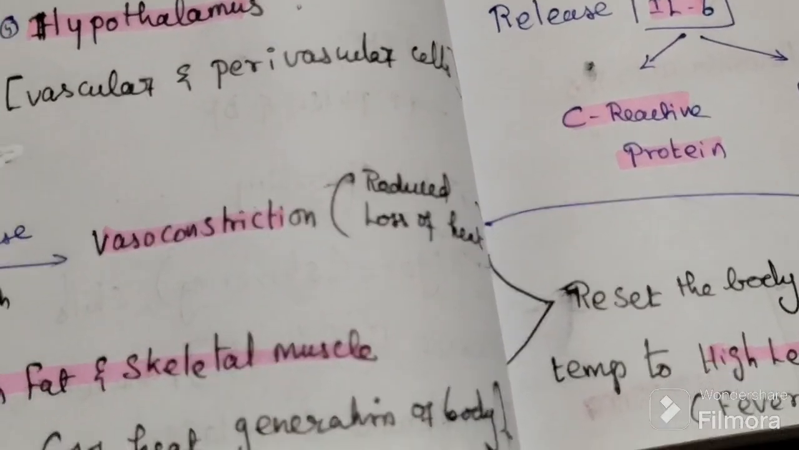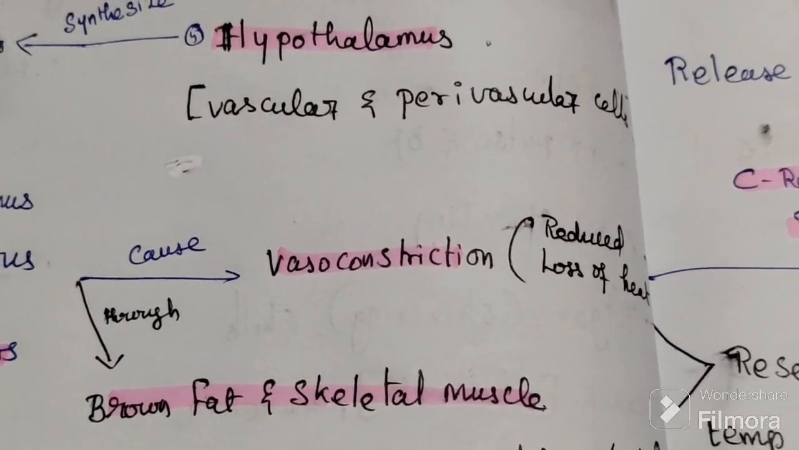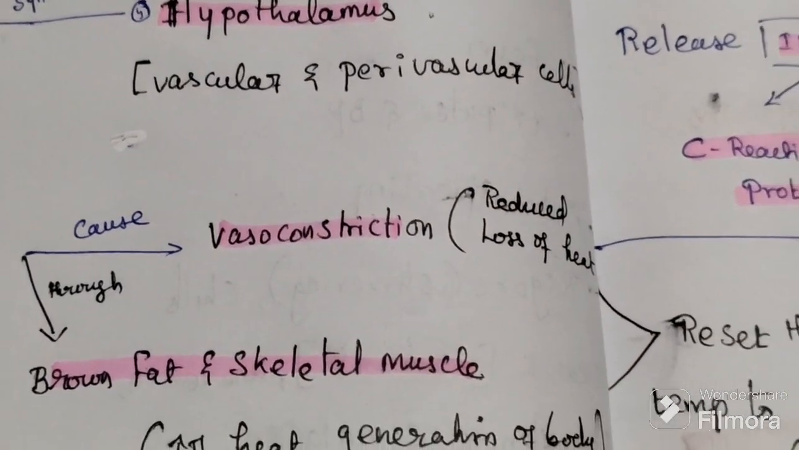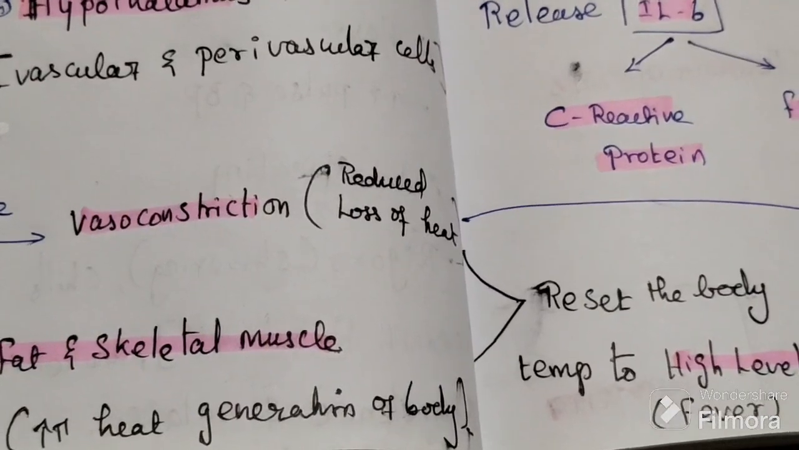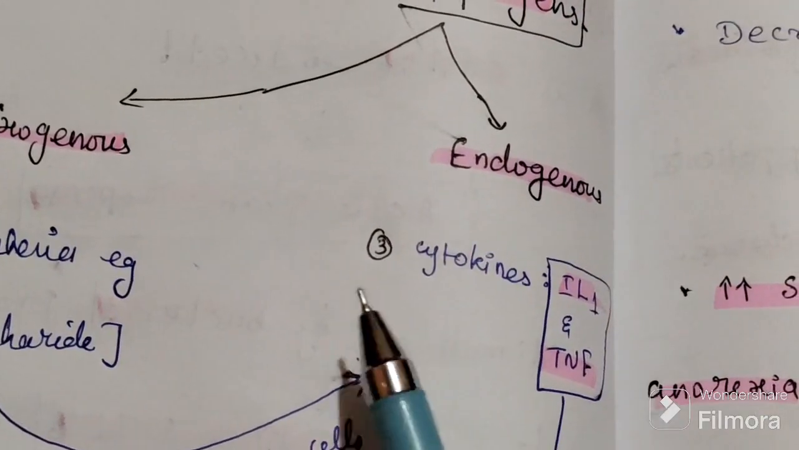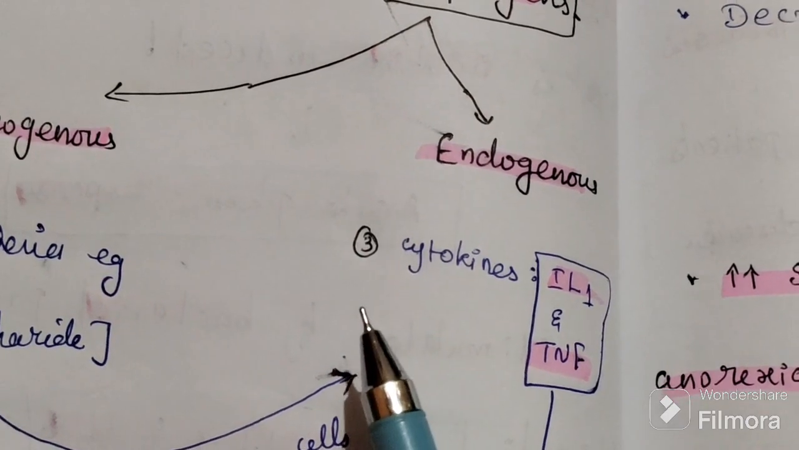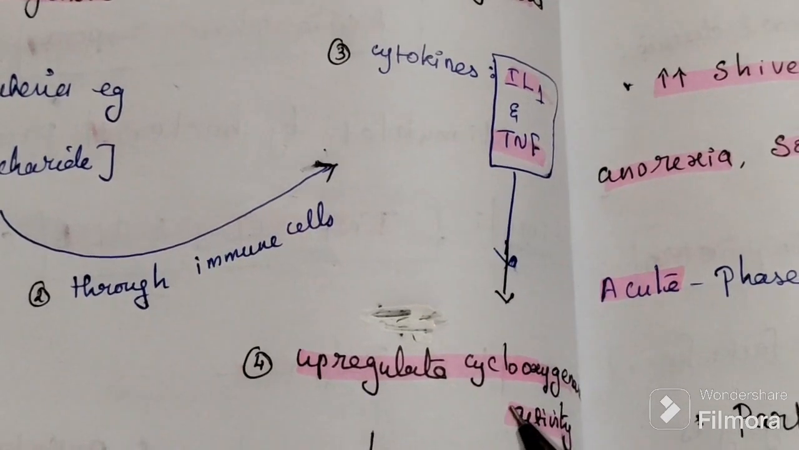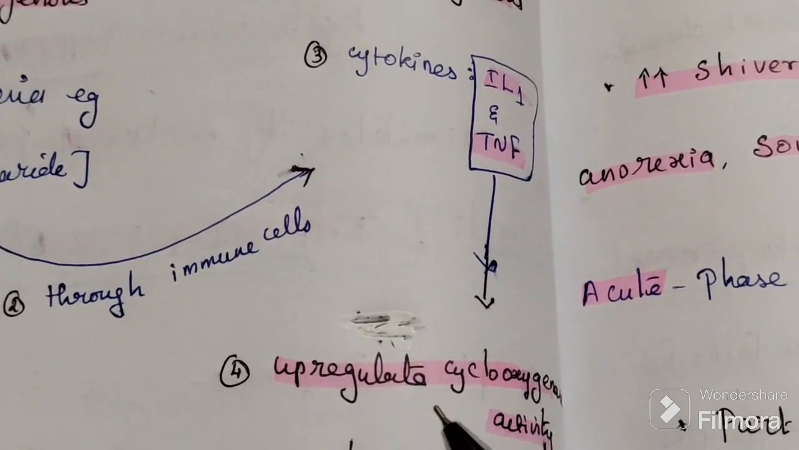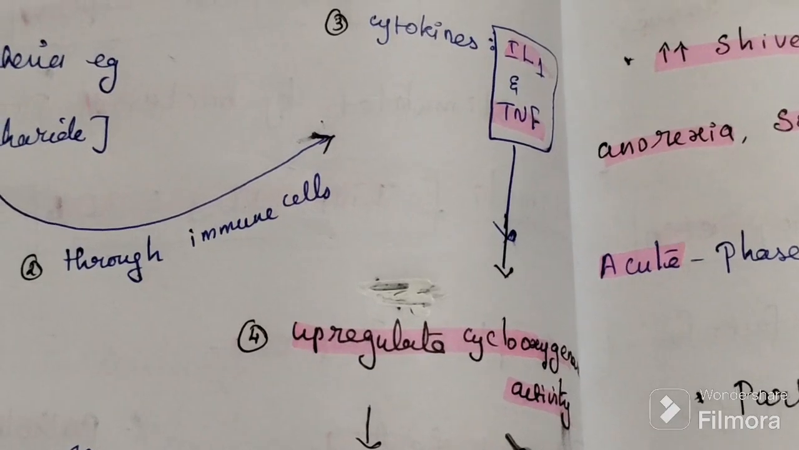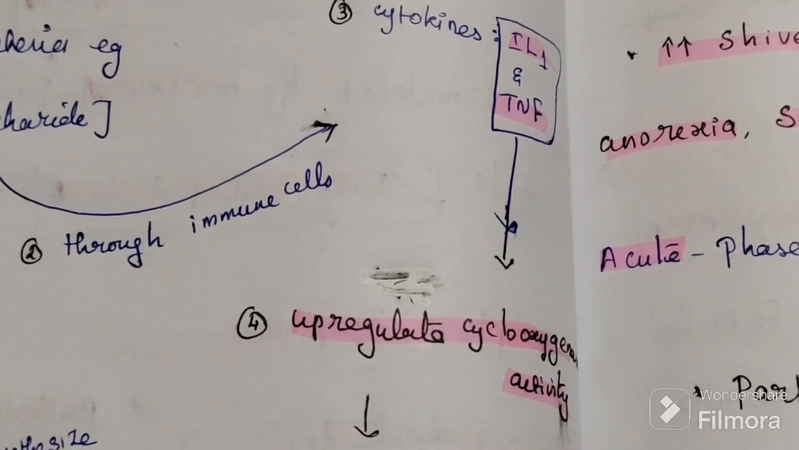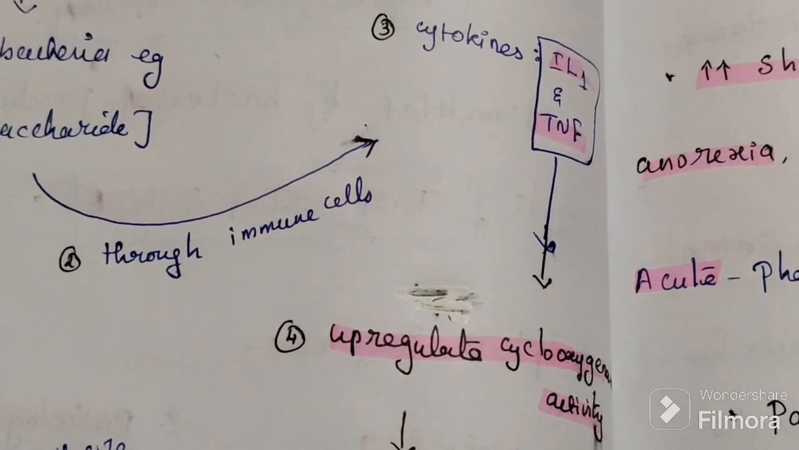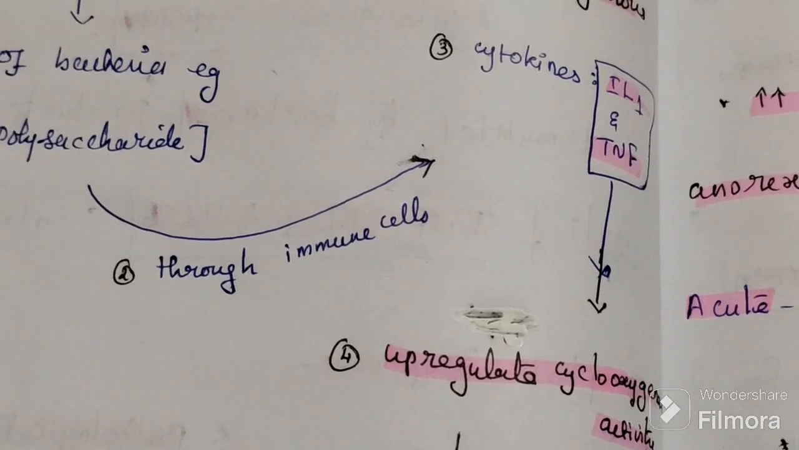So because of inflammation, our body temperature increases. Through inhibition of cyclooxygenase, we can reduce that fever. So that is where non-steroidal anti-inflammatory drugs act.